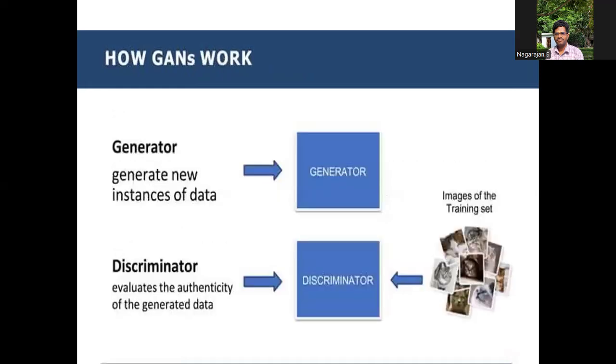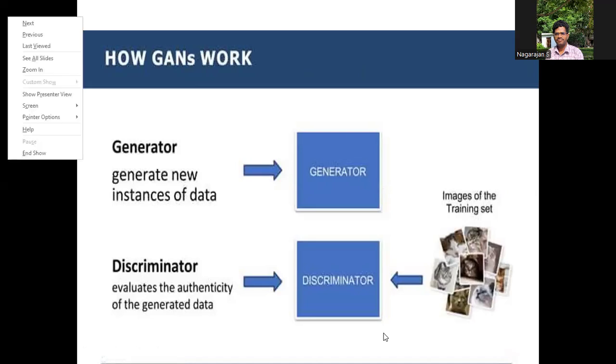How do GANs work? If you want to know how a GAN works, you can think about two things. One is called the generator, another is called the discriminator. The generator helps to generate instances of data, and the discriminator helps to evaluate the authenticity of the generated data. So the generator and discriminator are the two sub networks of the GAN. If you want to design one, you can go ahead with the graph architecture once you understand it.